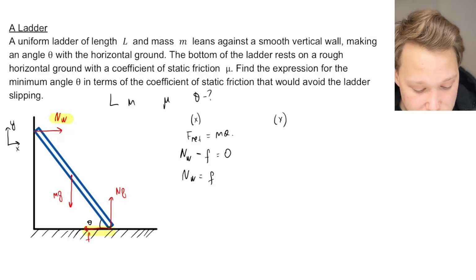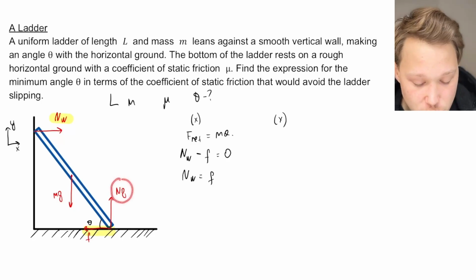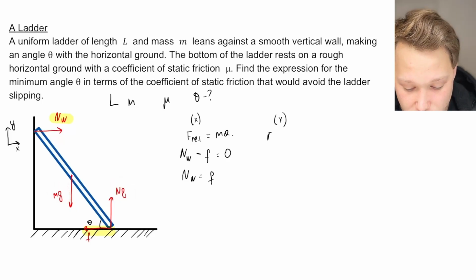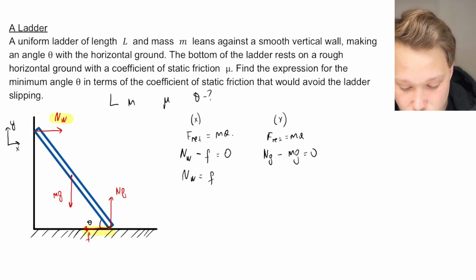What about in the y direction? In the y direction, I have these forces left, the normal force from the ground and mg. So net F is equal to ma. So N of the ground minus mg is equal to, again, 0. This ladder is not accelerating, so the normal force from the ground is equal to mg.